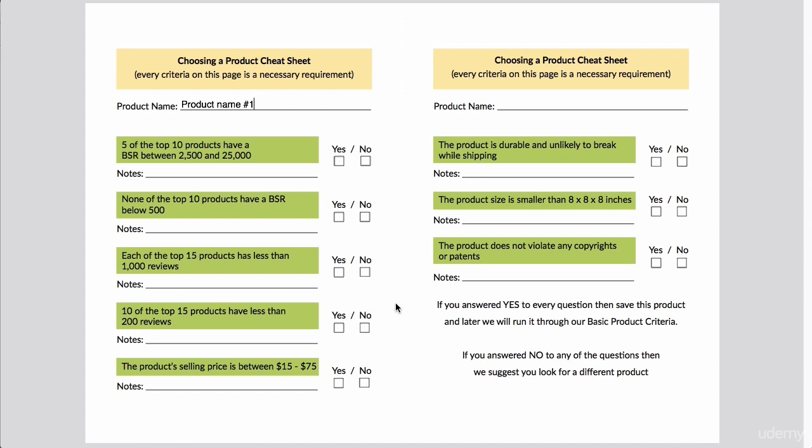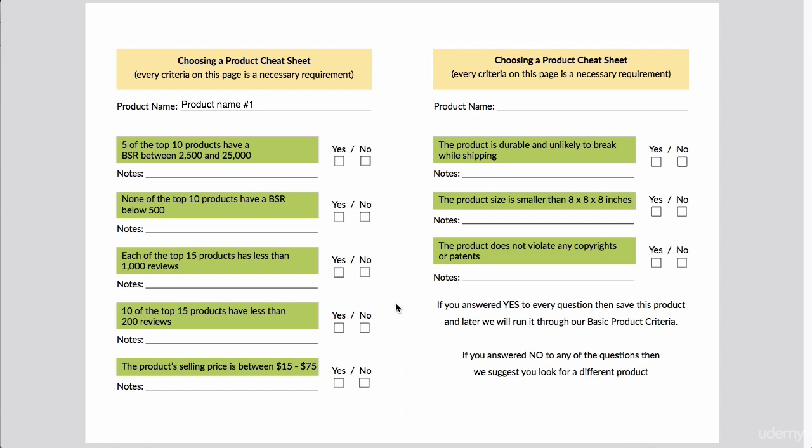The next criteria is we're looking for a product that sells between $15 and $75. We chose this range because you don't want the selling price to be too low. Otherwise, there's not a big enough profit margin where it's worth it for you to sell that product. But you also don't want your selling price to be too high because that means you have an expensive product, which increases your risk because you're spending a lot more money on inventory.